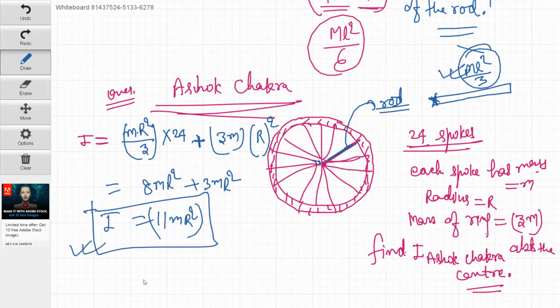Is this okay? So today up to this, revise it well. In the next lecture, we will study two important theorems known as the parallel axis theorem and perpendicular axis theorem. Hope you understand. Thank you. Bye.